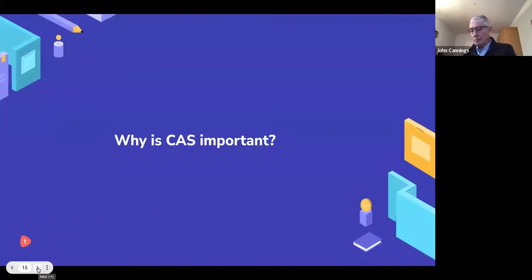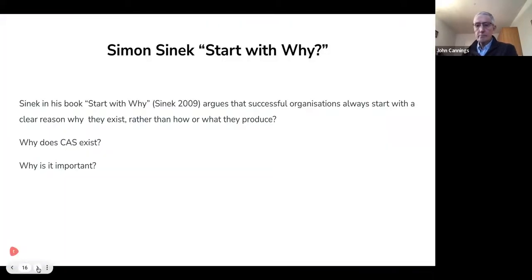So why is CAS important? Simon Sinek, in his book, Start With Why, argues that successful organizations always start with a clear reason why they exist rather than how or what they produce. So why does CAS exist and why is it important?